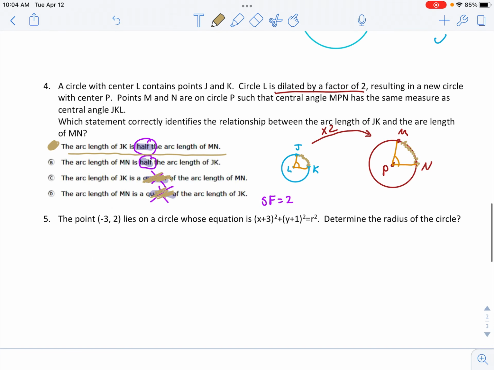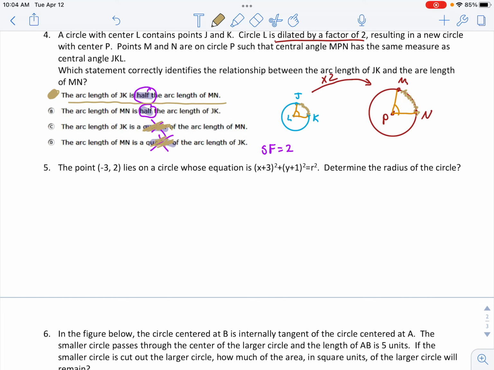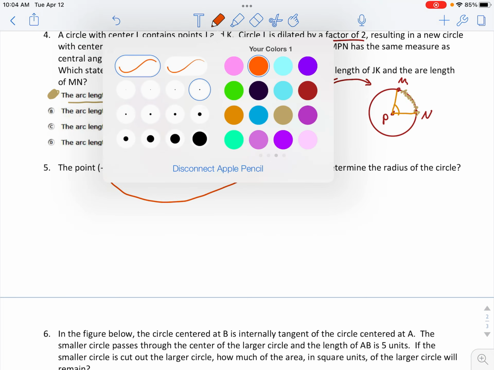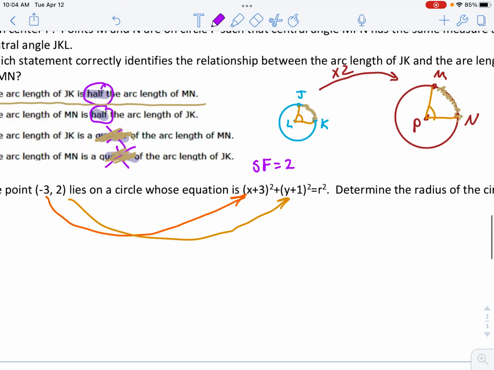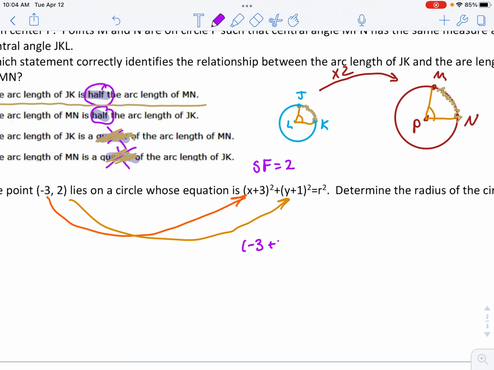All right, and then last one for this page, point (-3, 2) lies on a circle whose equation is (x + 3)² + (y + 1)² = r². Determine the radius. So this is a classic plug and chug. You're going to plug in -3 for x and 2 for y, and you're going to calculate. So (-3 + 3)² + (2 + 1)² = r². We're just solving for r. We got a point, we got the equation.